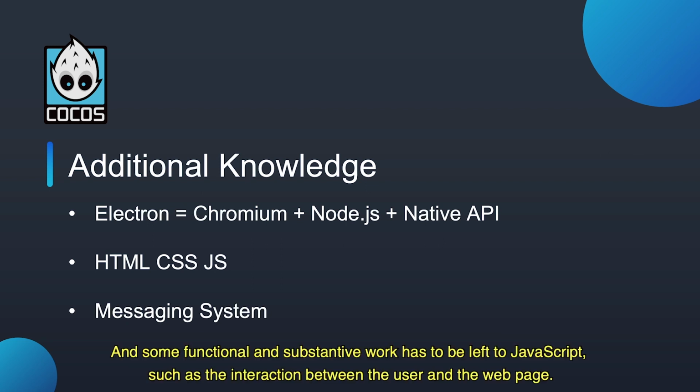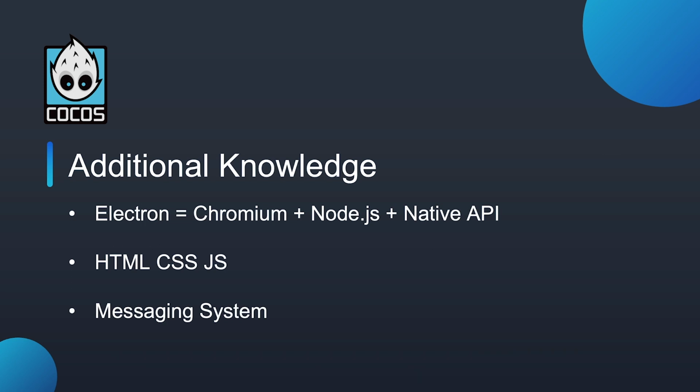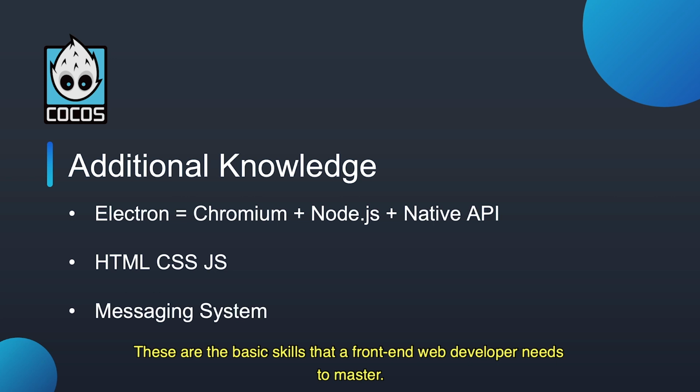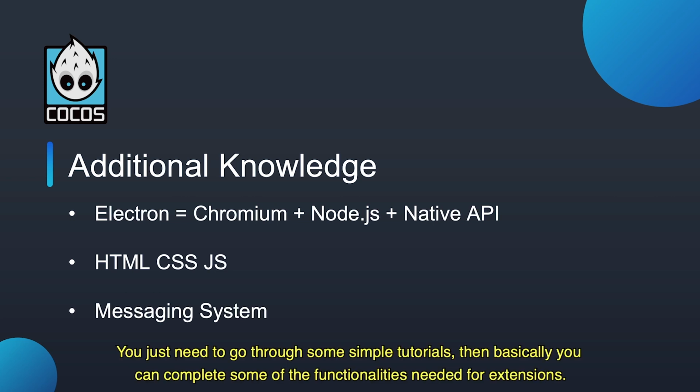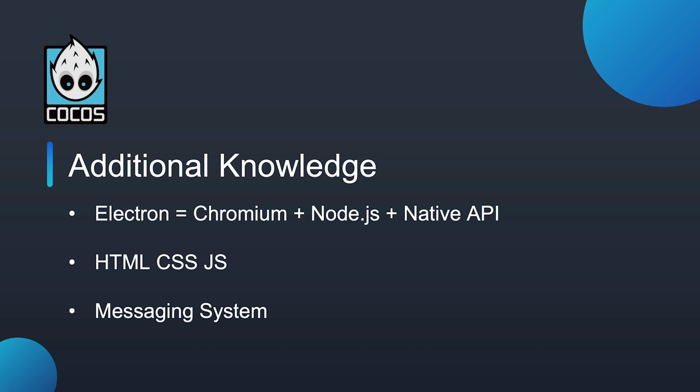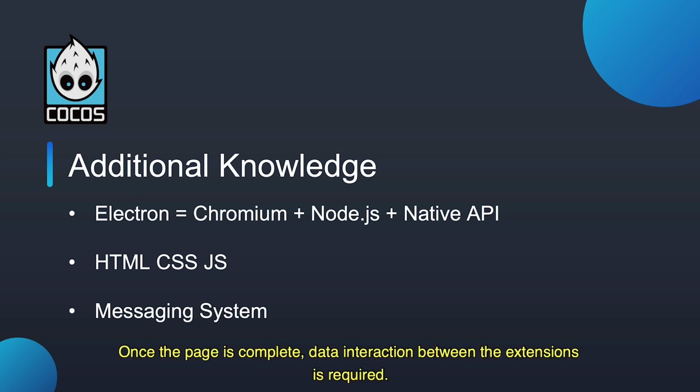And some functional and substantive work has to be left to JavaScript, such as the interaction between the user and the web page. These are the basic skills that a front-end web developer needs to master. You just need to go through some simple tutorials, then basically you can complete some of the functionalities needed for extension. Once the page is complete, data interaction between the extensions is required.